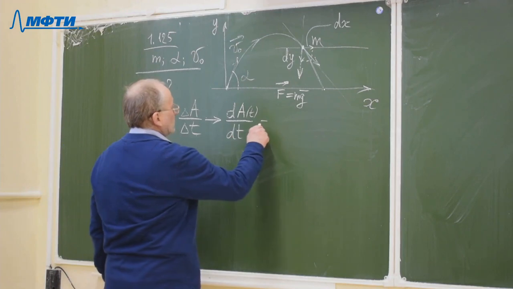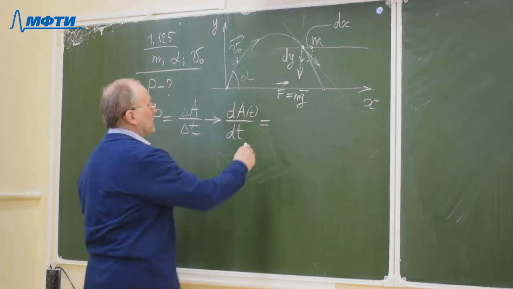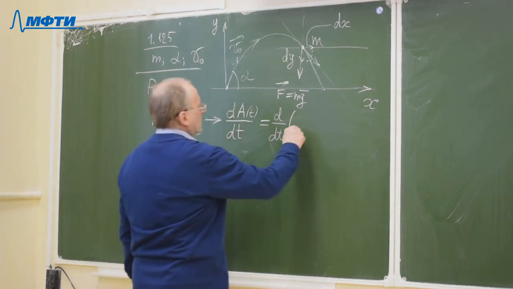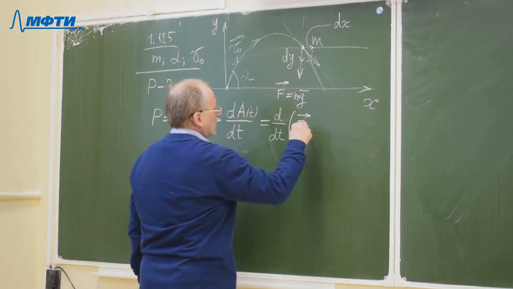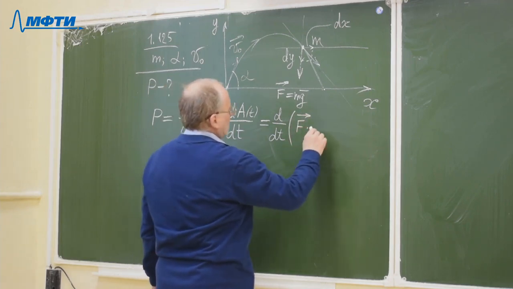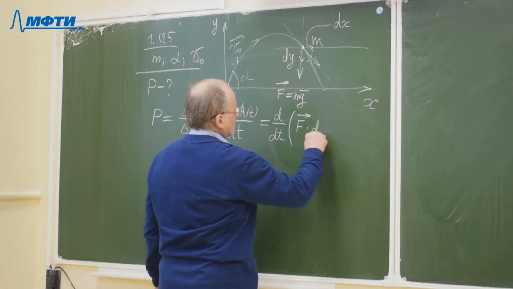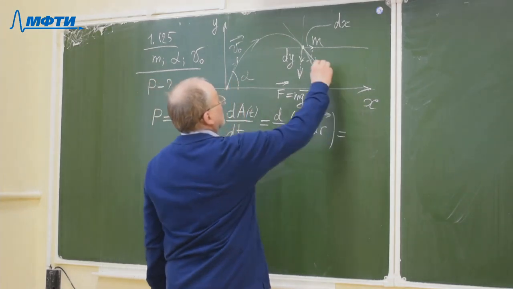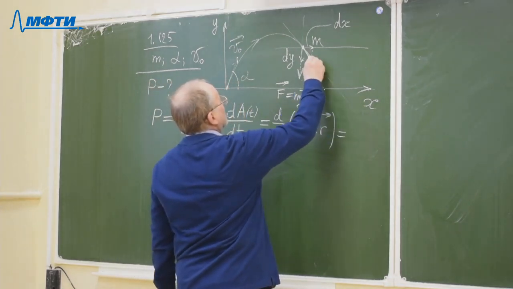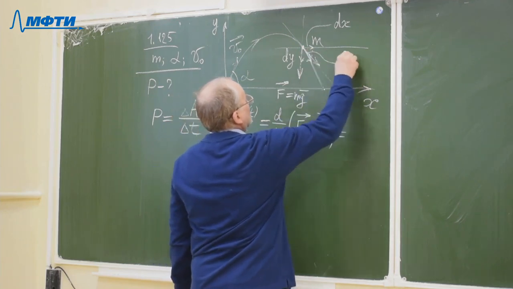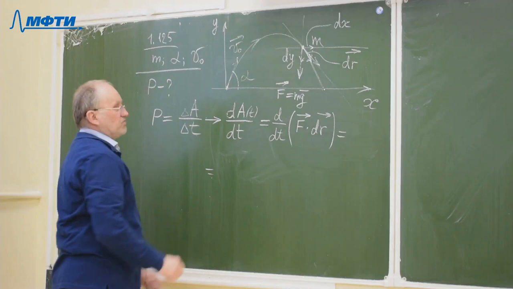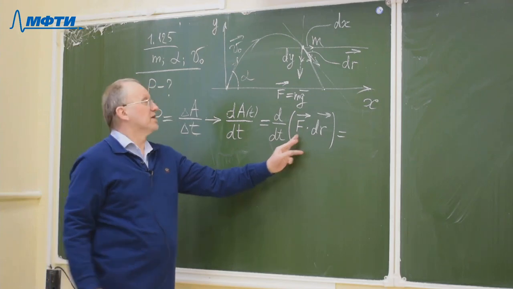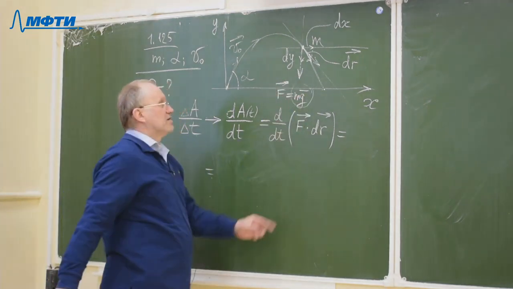So we continue this formula based on the definition of work. This will be the time derivative of work. And work is force multiplied by displacement, dr. We can put it in general case as vector dr. The displacement is this vector. So force is constant, it doesn't change because it's a force of gravity and gravity is mg.